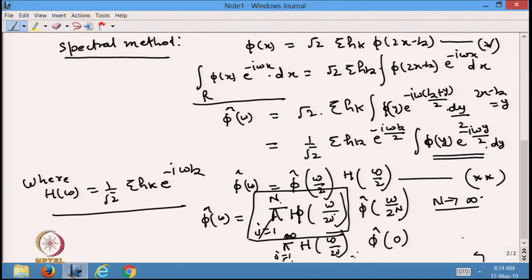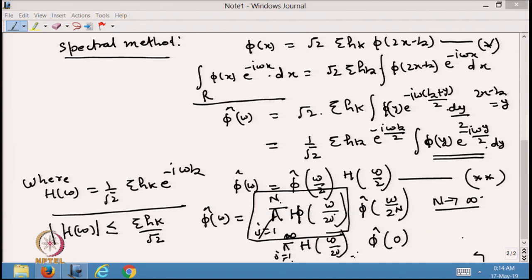Okay. So, that I can check from here whether it converges, because this is a project. So, we know h omega, if you look at summation of h k by under root 2. And later on we will see that summation of h k is equal to under root 2, that we will do later on. So, if this is true, then this is less than 1. So, under this condition we can say that this product will converge.